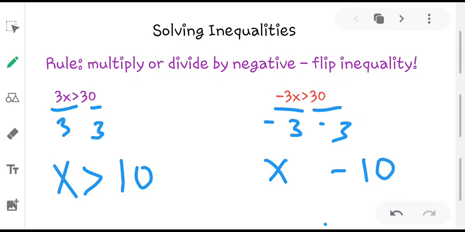But the rule says when we multiply or divide by a negative, and you see right here this negative is going to cause us to flip the inequality sign. So it's greater than, it's going to become less than. So looking at these two problems, you can see the difference. This one's x is greater than 10. This is x is less than negative 10. Whenever we divide or multiply by a negative, we flip the inequality.